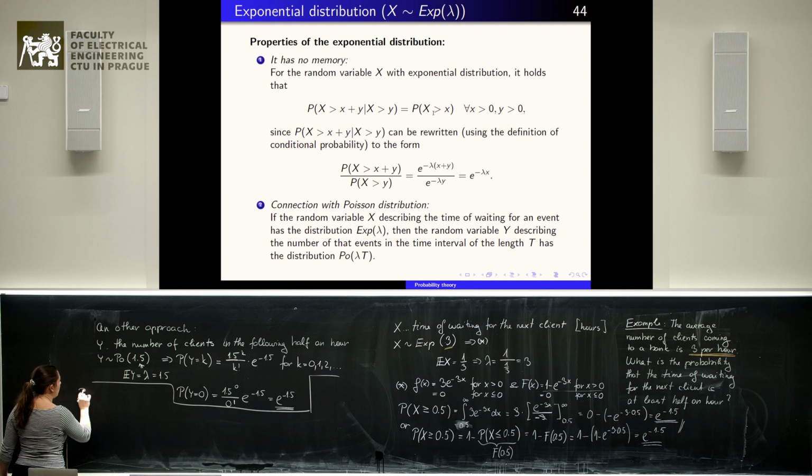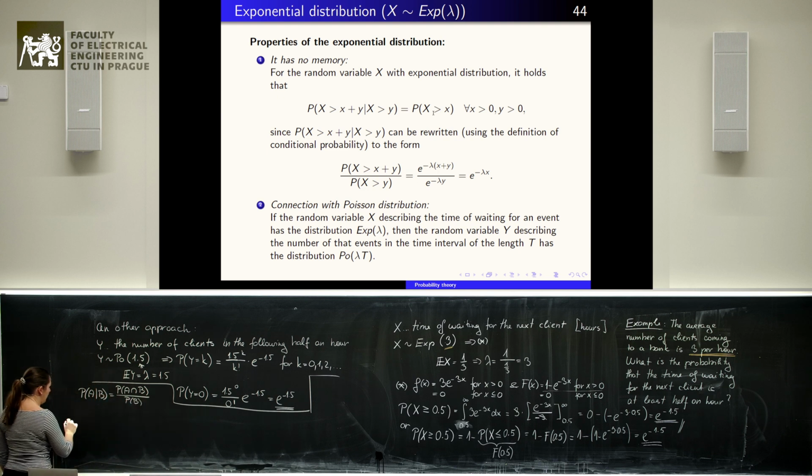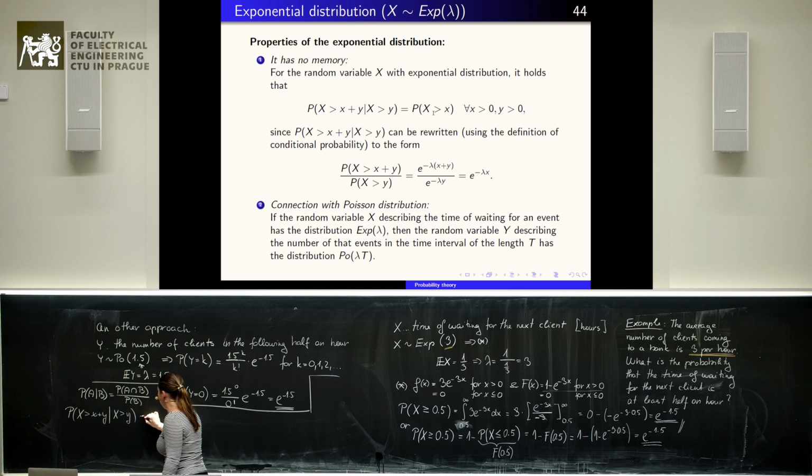So I just recall that the probability of the event A conditionally on B is the probability of the intersection over the probability of B. In our case, when we want to calculate the probability that x is greater than x plus y, conditionally on x is greater than y, is equal to the probability that x is greater than x plus y intersected with the event that x is greater than y, but we know that we are working with times.